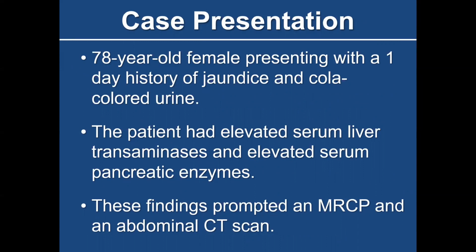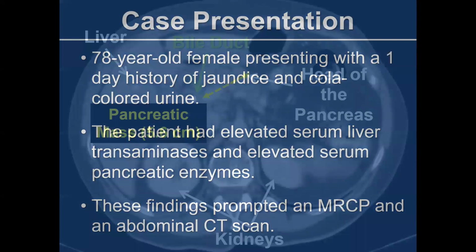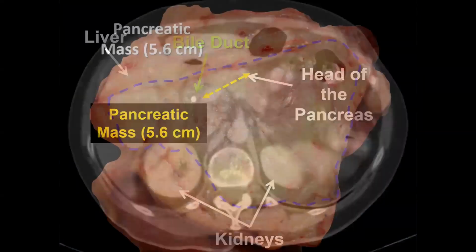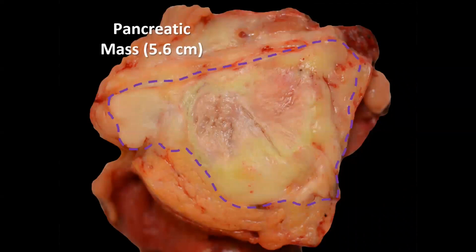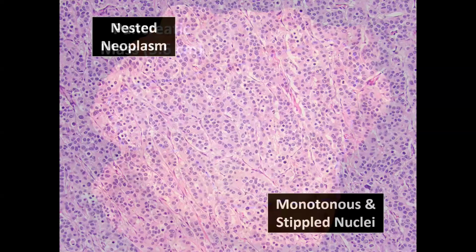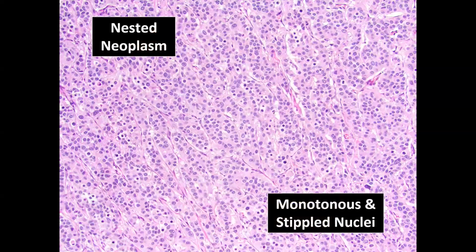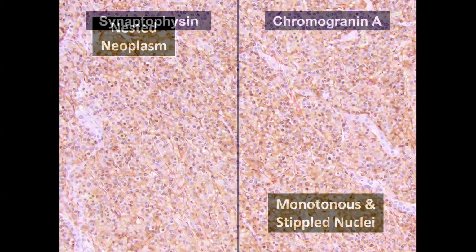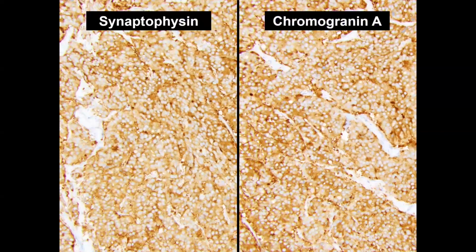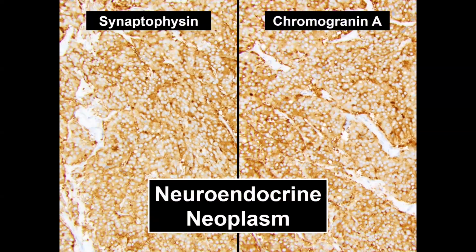back to our case presentation, which was again a 78-year-old female who presented with a bile duct obstruction and a pancreatic head mass that was resected and found to be 5.6 centimeters in greatest dimension, consisting of a nested neoplasm of monotonous cells with stippled nuclear chromatin and granular cytoplasm that stained positive for synaptophysin and chromogranin A. I'm sure everyone here knows where I'm going with this lesion, but the mass is consistent with a neuroendocrine neoplasm.